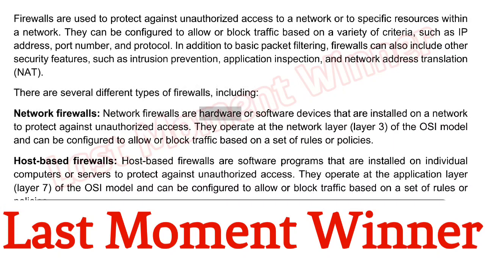There are several different types of firewalls, including network firewalls. Network firewalls are hardware or software devices that are installed on a network to protect against unauthorized access. They operate at the network layer, layer 3, of the OSI model and can be configured to allow or block traffic based on a set of rules or policies.